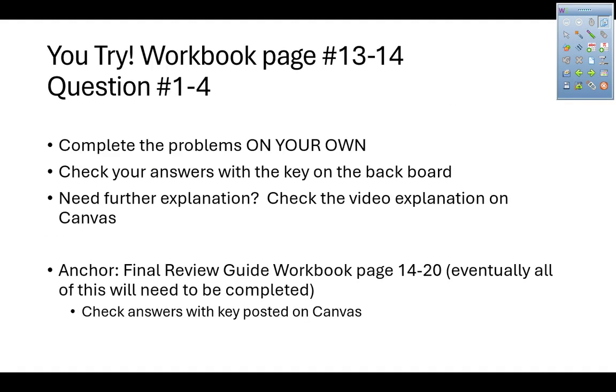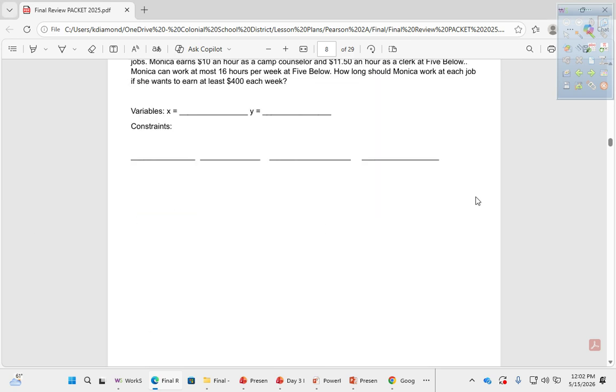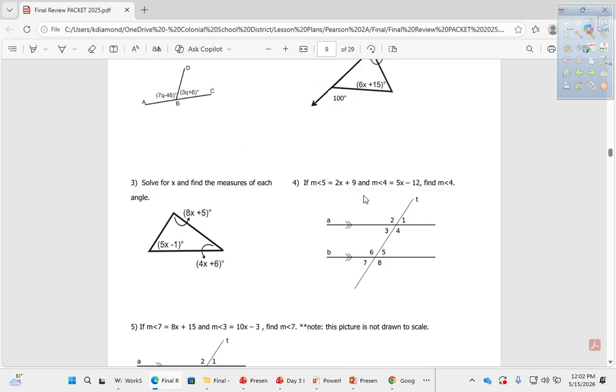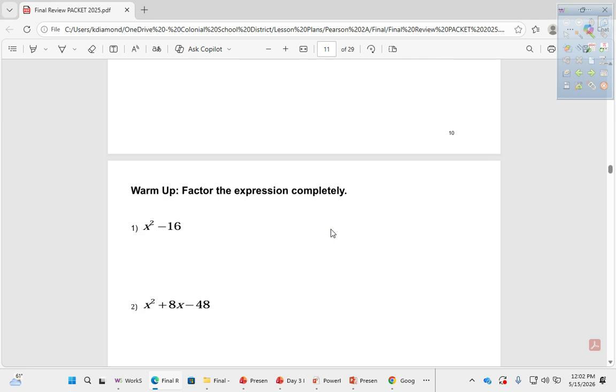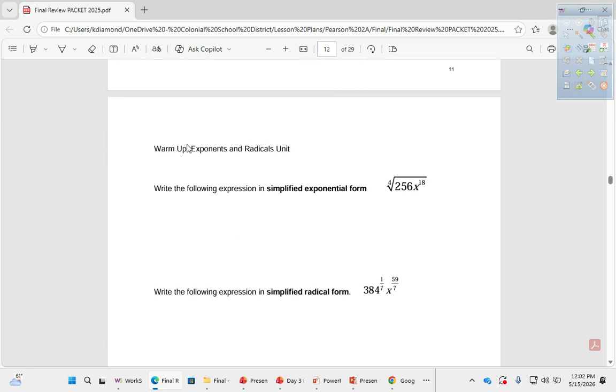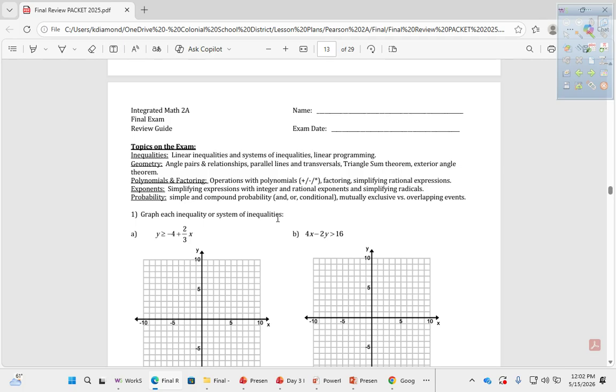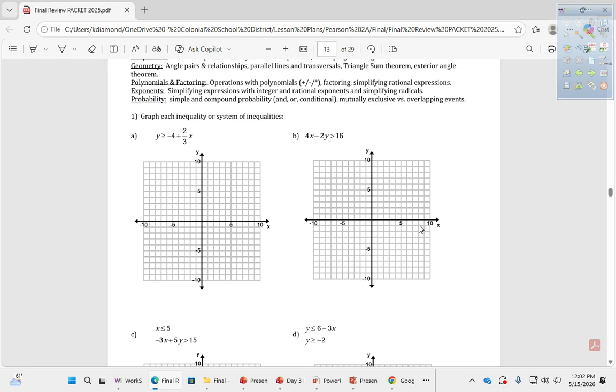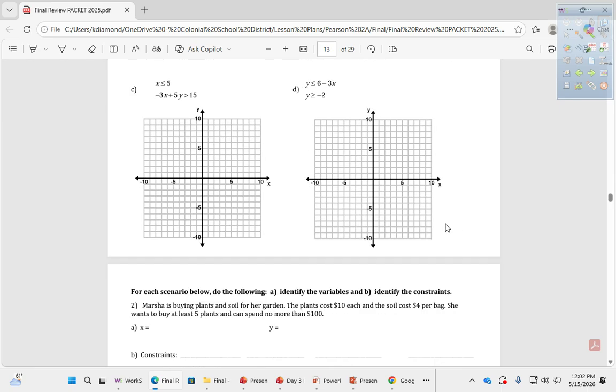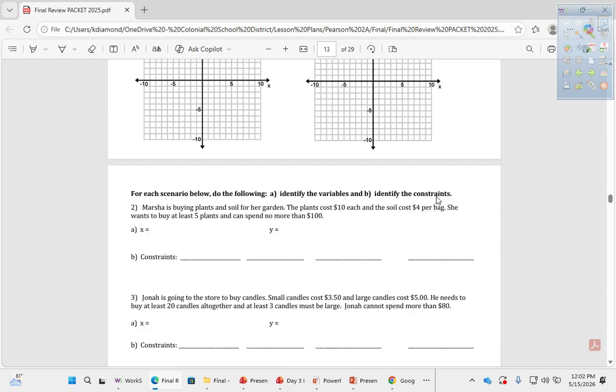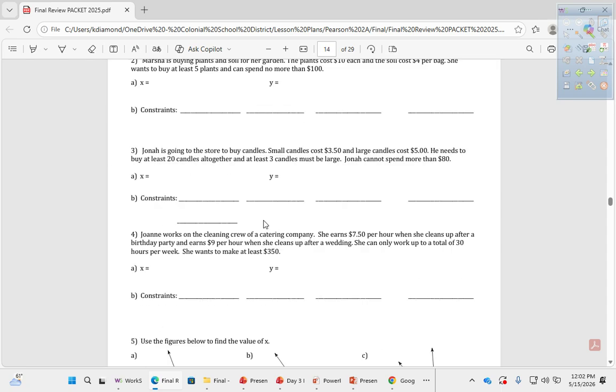What you're gonna do now is try some examples in the review guide. But again, because the pages got messed up in your workbook, I'm gonna show you what I mean by that. It's page 13 and 14. And so it's not section 4 geometry, it's not probability warm-up, it's not factoring warm-up, it's not rational expressions warm-up, it's after that. It says review guide. Okay, so you're gonna do the review guide, numbers 1, 2, 3, and 4, all graphing, and then this is all number 1. 2, 3, and 4 are all setting up the constraints.